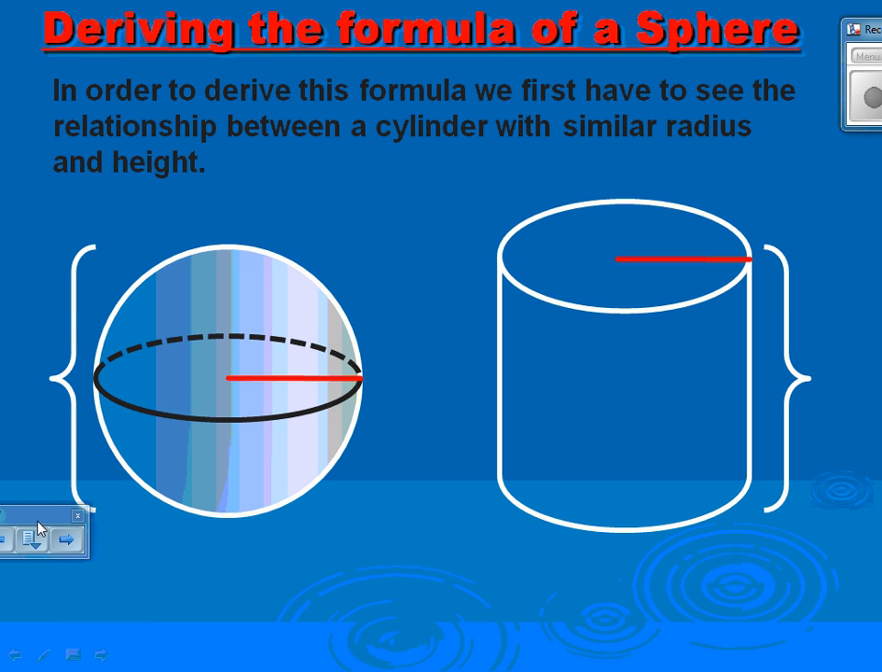So what I want you guys to understand is where the formula of a sphere is coming from. In order for us to derive this formula, we first have to see the relationship between a cylinder with similar radius and height. So this sphere is supposed to be as tall as this cylinder. And they both are supposed to have the same radius. So the sphere has a radius of r, and the cylinder also has a radius of r.